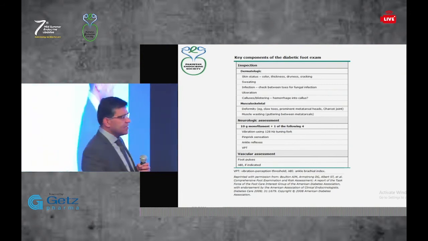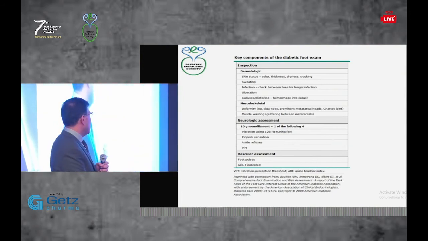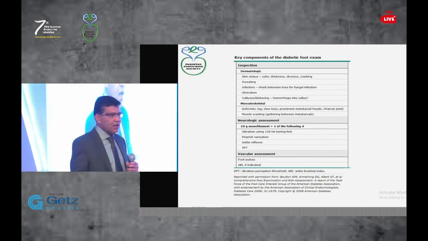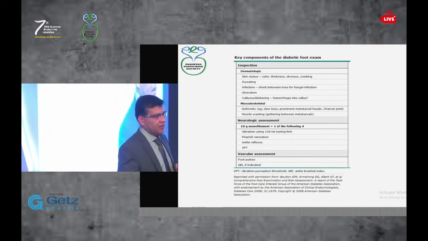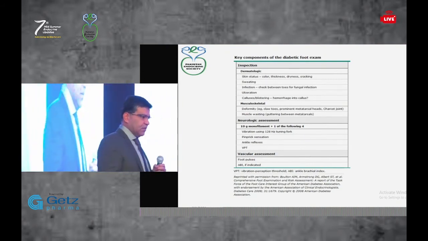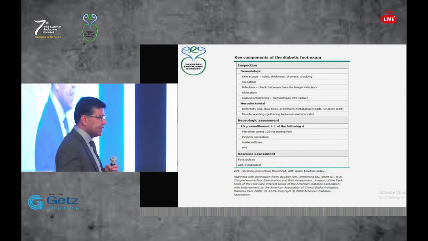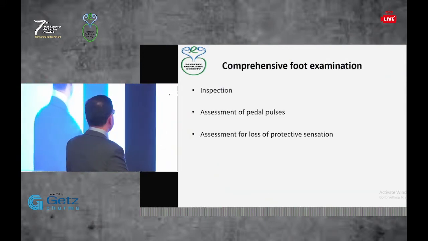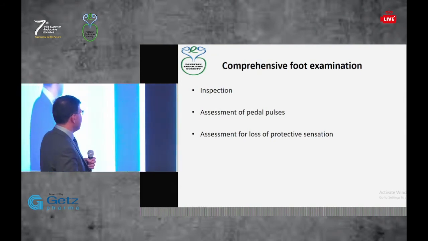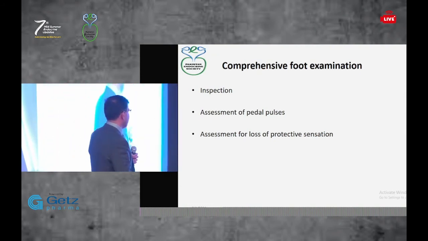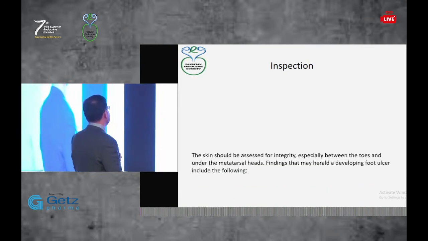The vascular assessment is very important. Of course, we must palpate their pulses at the dorsalis pedis, the popliteal, and the femoral. So the inspection, assessment of pedal pulses, assessment for loss of protective sensation.